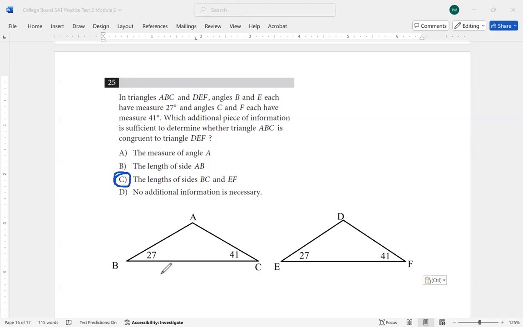So we already know that they're similar. To look for congruency, we just need to know what measurement these two similar sides are. If they're the same, then the triangles are congruent. If they're different, then the triangles are not congruent. So the answer to question 25 is option C.